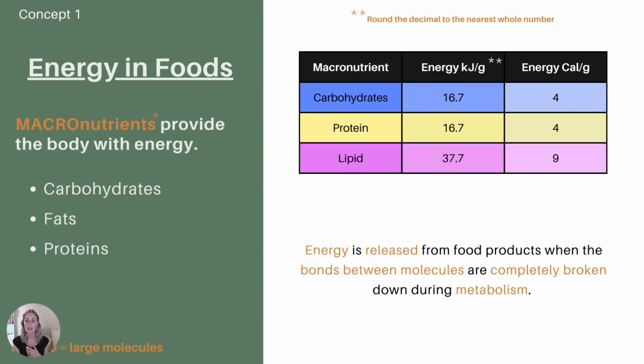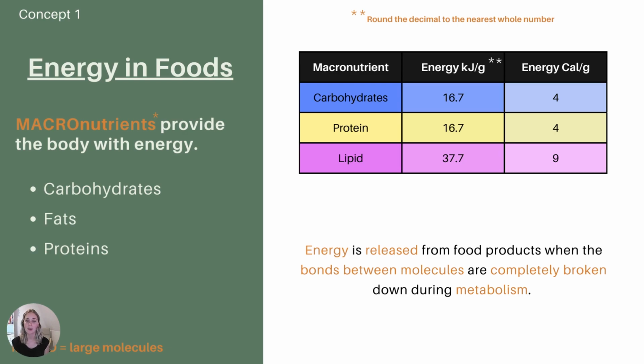So specifically macronutrients, these are large compounds or molecules that are labeled as carbohydrates, fats and proteins, and these provide the body with different amounts of energy. So the body's preferred source of energy is carbohydrates, and they provide the body with 16.7 kilojoules of energy per 1 gram. Whilst lipids provide the body with the most amount of energy, it is important to not get those confused. So fats provide the body with 37.7 kilojoules of energy. However, carbohydrates are the most preferred source of energy.